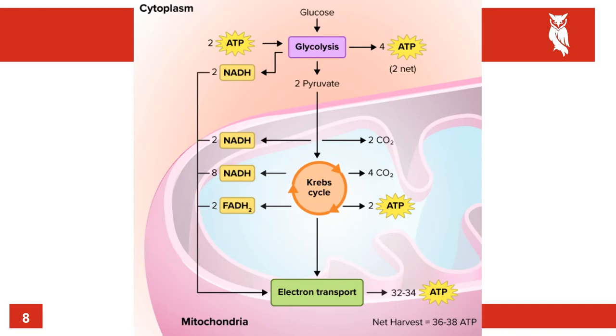I need to go back and find out why they say 32 and 34. It's some reason about some ATP getting recycled somewhere back up there, or something just takes the ATP that's already made. Yeah, essentially. That's my guess, right? But that's where most of your ATP is made.